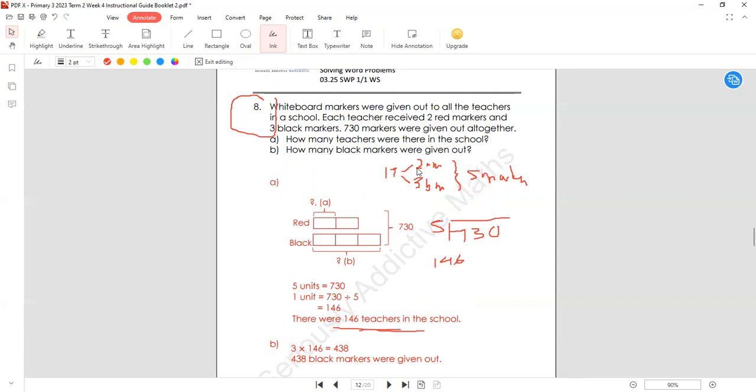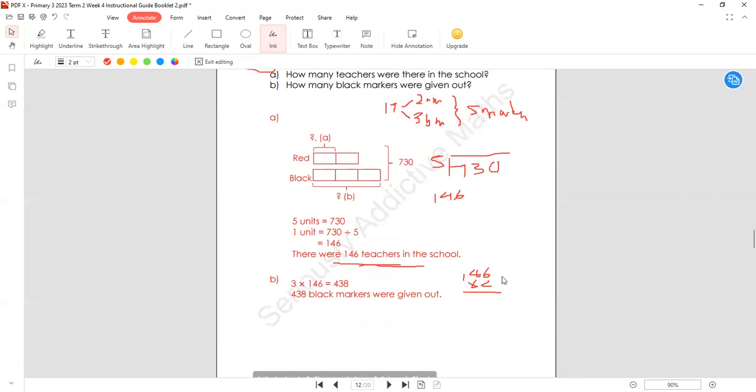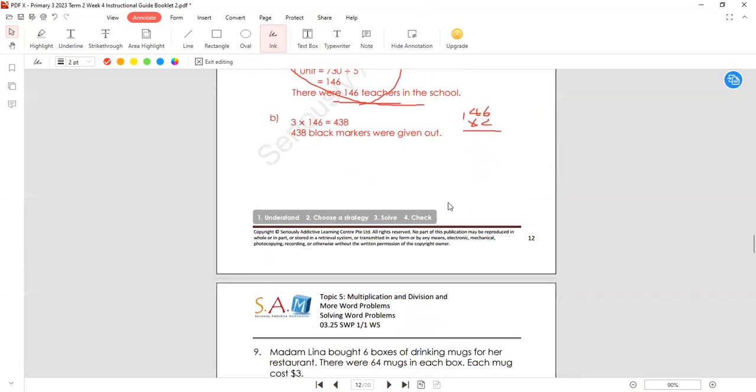Let's go back to this. One teacher has got 2 markers. 146 teachers would have 146 black markers times 2. So I think it'd be better to use this way to explain to them rather than using this unit method, which I think is quite confusing. Many may not be able to understand that. All right, so please use this way.